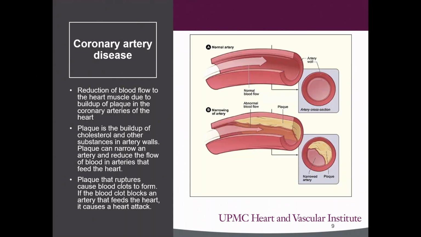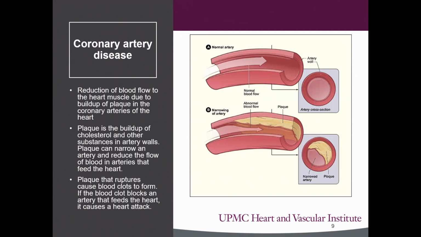So in terms of coronary artery disease, it's a reduction of blood flow to the heart muscle due to buildup of plaque in the coronary arteries of the heart. The plaque is the buildup of cholesterol and other substances in artery walls. It can narrow an artery and reduce the flow of blood in arteries that feed the heart. And if a plaque ruptures, it can cause blood clots to form. And if the blood clot blocks an artery that feeds the heart, that's what causes a heart attack.